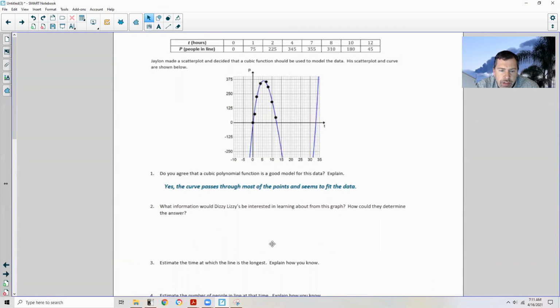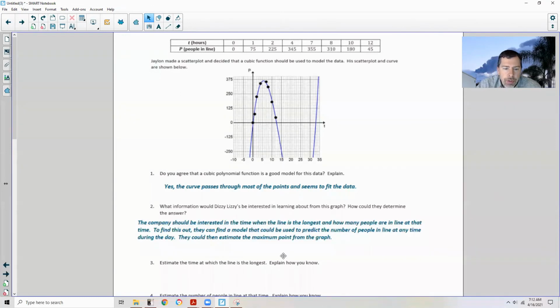And number 2, what information would Dizzy Lizzie's be interested in learning about from this graph? How could they determine that answer? Okay, so in response to that, you could say the company should be interested in the time when the line is the longest and how many people are in line at that time. To find this out, they can find a model that could be used to predict the number of people in line at any time during the day. They could then estimate the maximum point from the graph. Number 3 says to estimate the time at which the line is the longest and explain how you know.